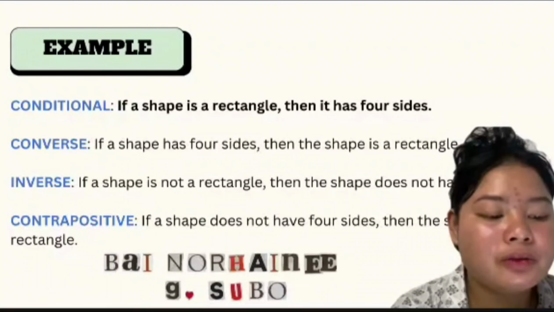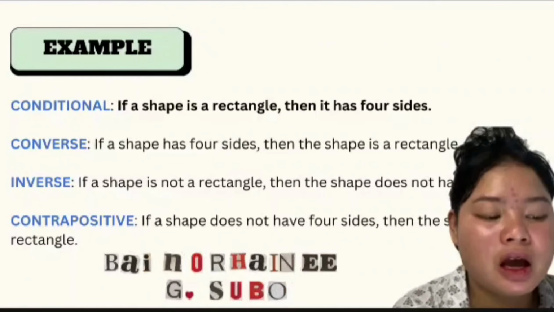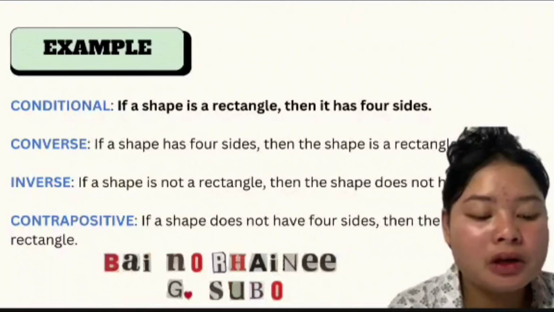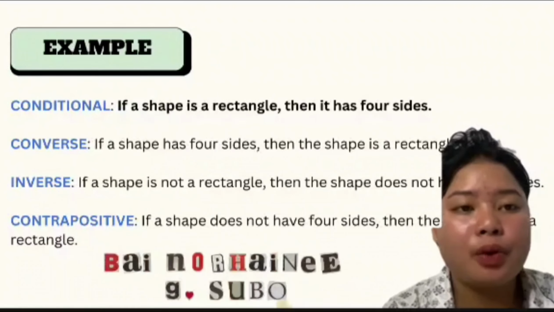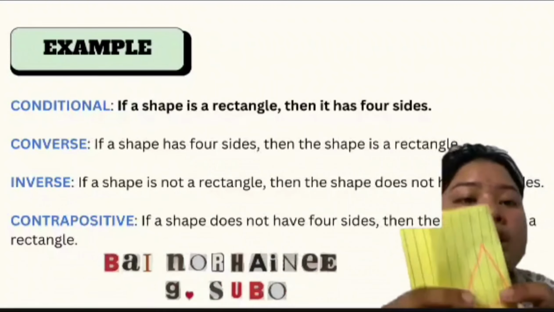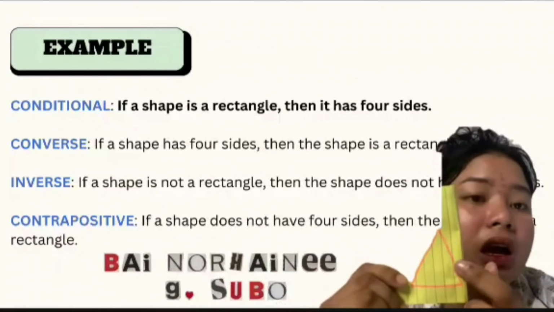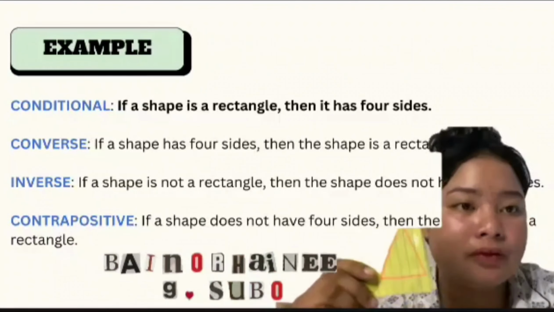Inverse. If a shape is not a rectangle, then the shape does not have 4 sides. If it is not a rectangle, it will not have 4 sides. Like a triangle. It is not a rectangle because it is a triangle. It only has 3 sides, so it will not have 4 sides.